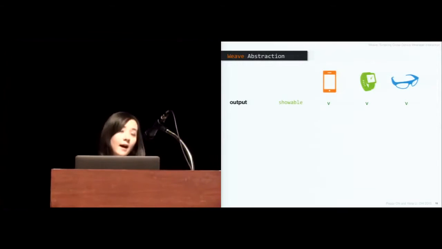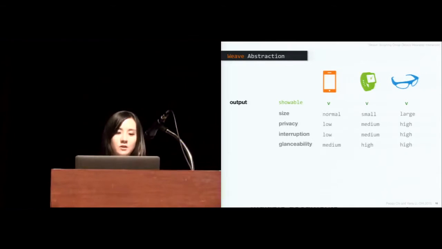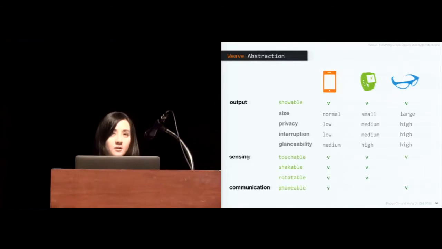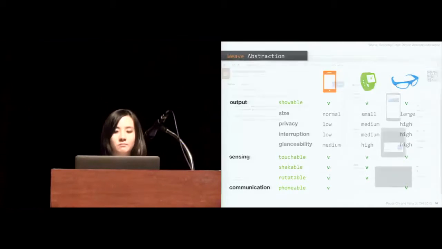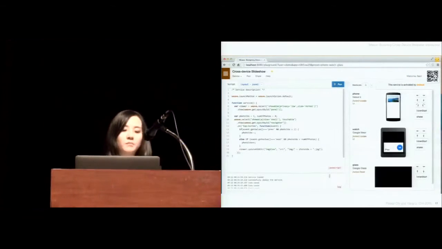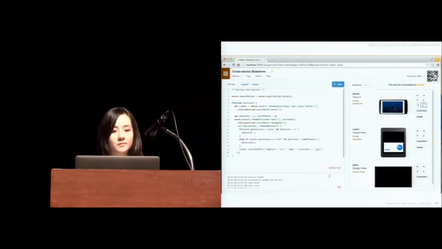Weave provides a set of high-level abstractions regarding the device's capabilities and affordances. Devices that have a display, for example, are abstractly described as showable. Each may have different attributes, such as low privacy or high glanceability. Devices may have various sensing and communication capabilities, such as shakeable with the accelerometer sensor, and phoneable, which can make phone calls. So here, using our web-based authoring UI, developers can author interaction scripts and test them based on a set of simulated wearable devices.